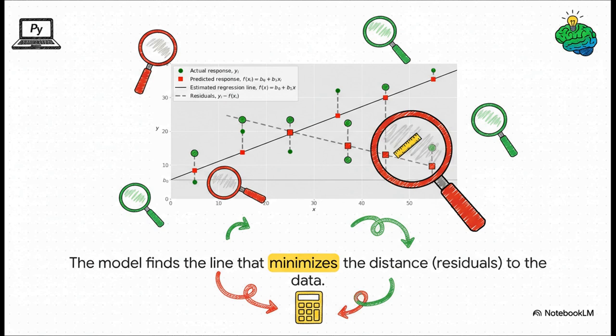The entire goal of the algorithm is to find the one single position for that black line where the sum of all those squared errors is as small as it can possibly be. That's it. That's the line of best fit.